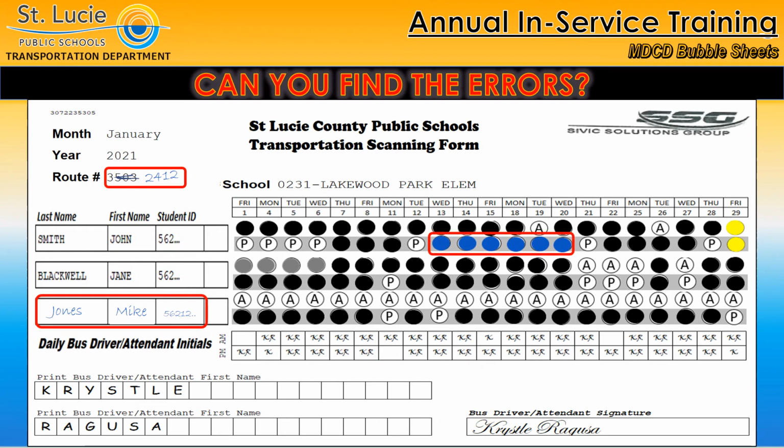Error number 3, these bubbles were filled in with blue ink. Number 4, this was filled in with highlighter. Number 5, these bubbles were filled in with pencil. Number 6, there are 3 blank initial boxes. And error number 7, there are 3 partial initial boxes. Remember, each initial box needs to be completed with your full initials.